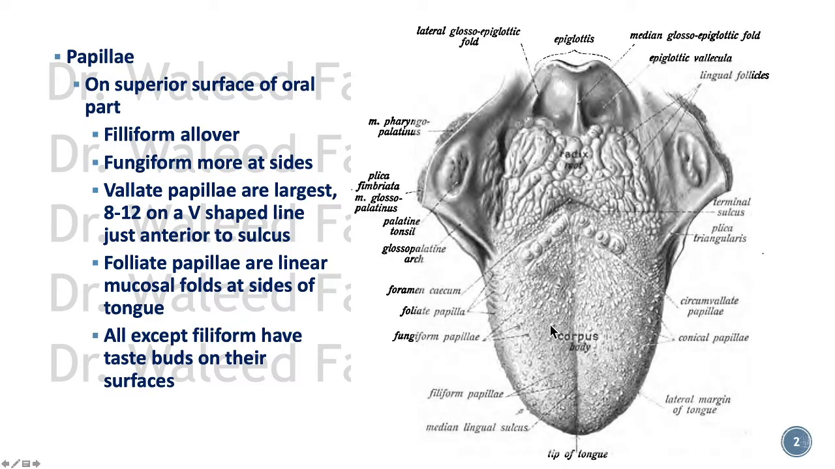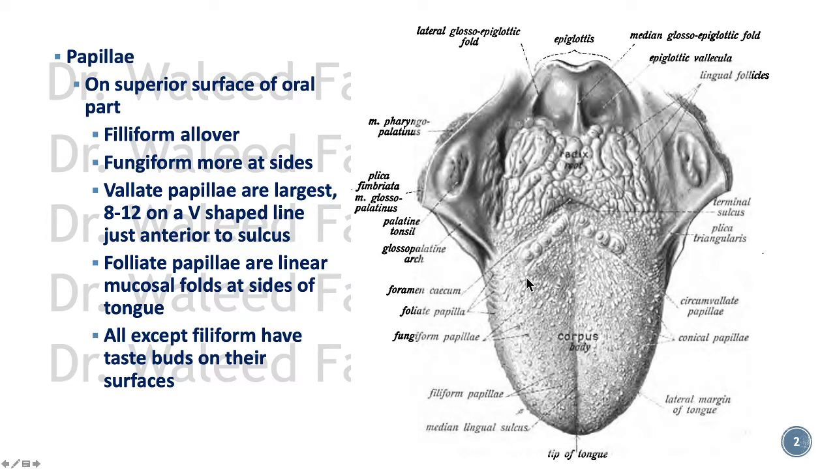We have foliate papillae, the linear mucosal folds at the side of the tongue. We have fungiform papillae. It's shaped like a fungus, but it's level with the surface of the tongue, so it's buried in the surface. It doesn't project up above the surface. It's found all over, but it's more prominent at the sides.